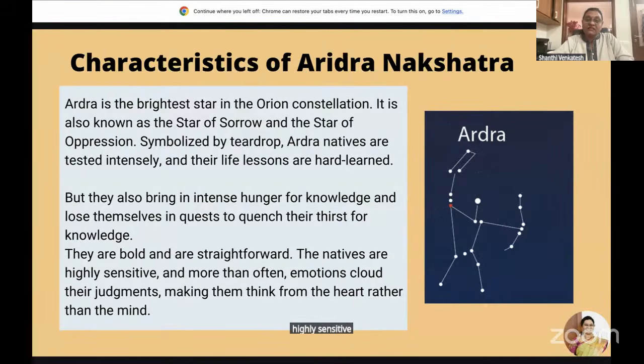Since this is a nakshatra found in Karkataka Rashi, which is an emotional sign, many times their decisions are not based on logic or calculations. They are more based on their emotions. We can say they take their decisions from the heart rather than the mind. Instead of thinking, they are very emotional, because it is posited in Karkataka Rashi.